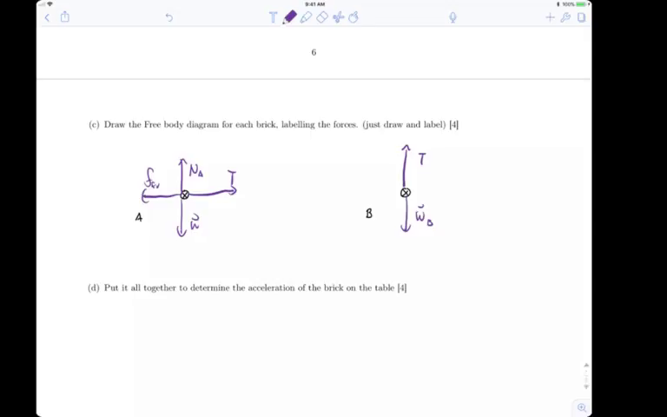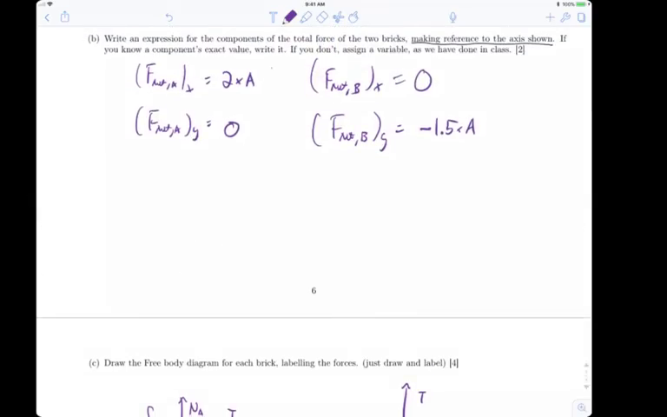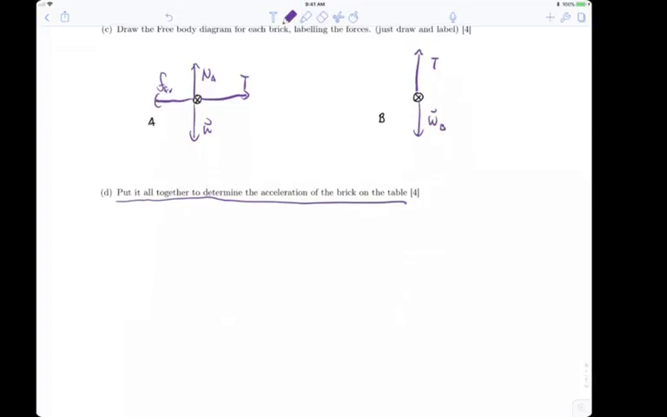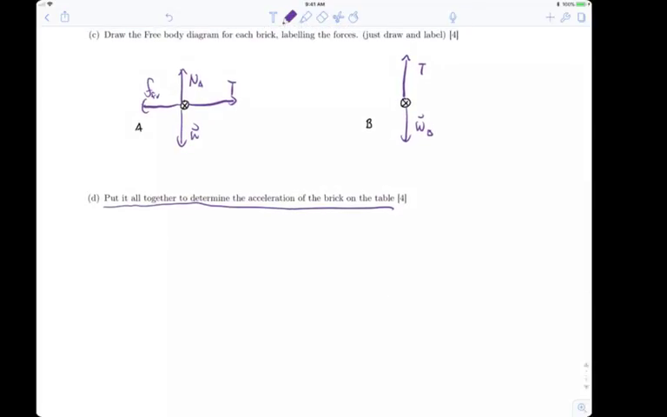Put it all together. What we mean by this is list the components that you know and don't know of each of the forces, and then add them up to get these values. That information in combination should give you an algebraic system that you can solve. So this one, I don't know how big the friction force is.